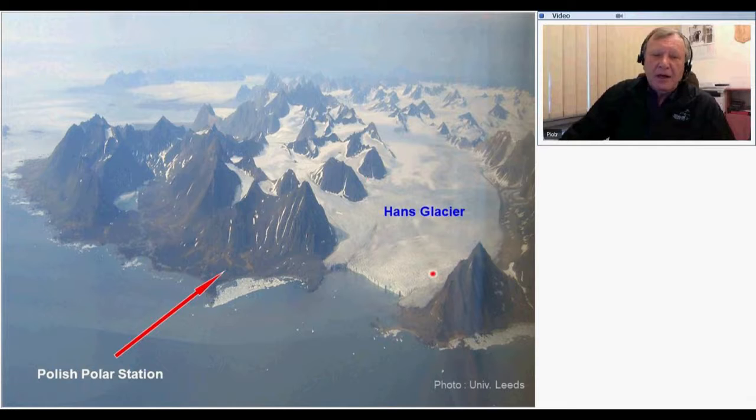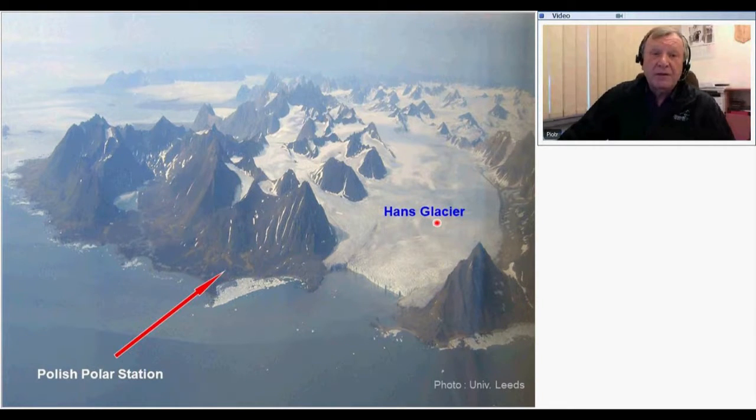And we have very good data from the Hans Glacier. The Hans Glacier is on Spitsbergen. Here we have the location of the Polish Polar Station, the station working all year round. And here we have a lot of data from observing how the front changes, how fast the ice moves from here. This glacier is 17 kilometers long. The distance between these two mountains is 2 kilometers.